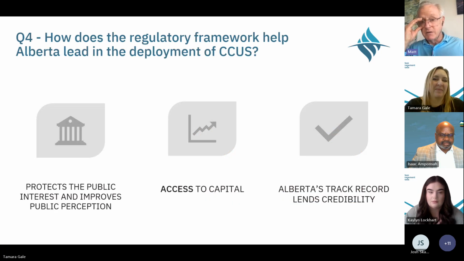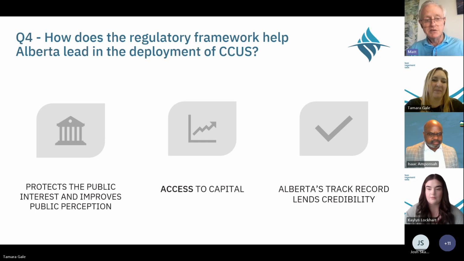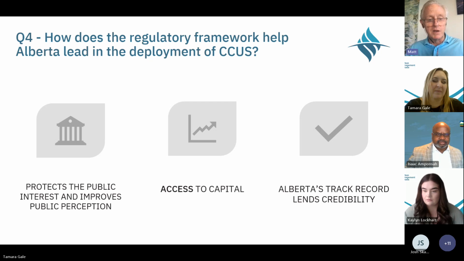And how does the existing framework help us lead in the deployment of CCS? I think it's a key tool for sure. And I think that the regulator really provides the oversight that protects the public interest. And I think as importantly as that, it really improves the public's perception of the industry and its potential to deliver industrial scale emissions reductions.